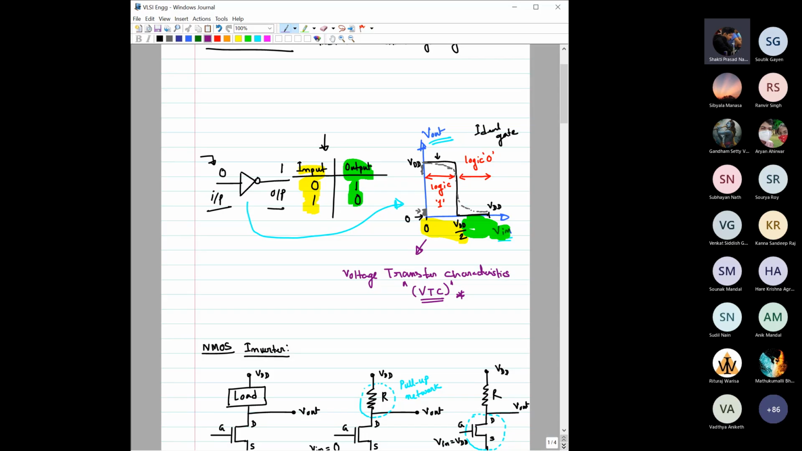Fine. Okay, so I hope this part is clear. This is a very fundamental and very basic thing. You already know that, right?